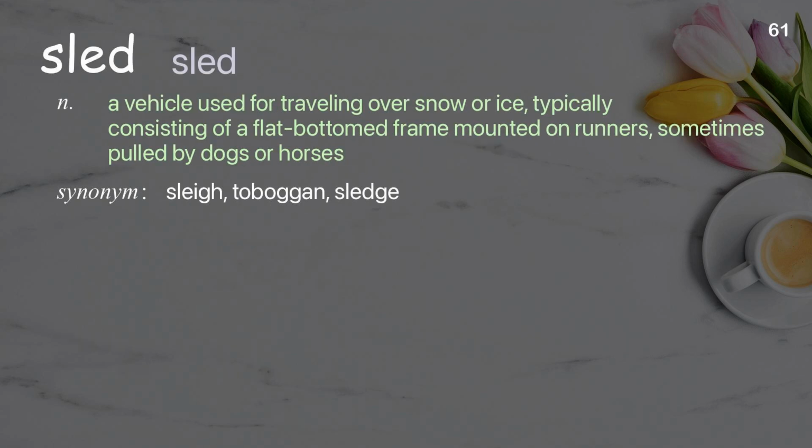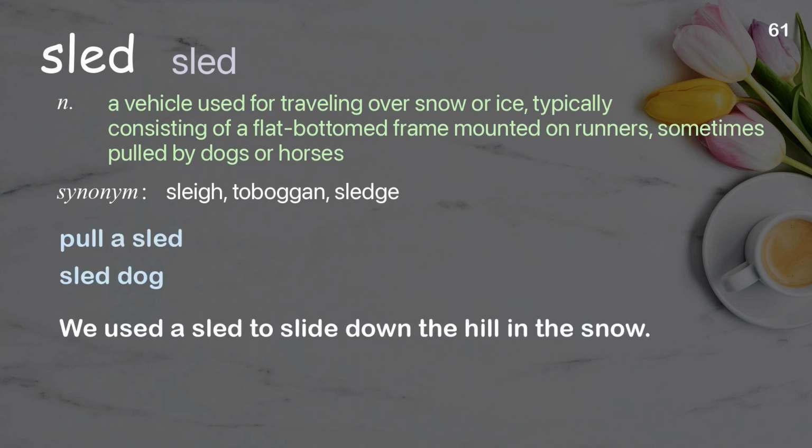Sled. A vehicle used for traveling over snow or ice, typically consisting of a flat-bottomed frame mounted on runners, sometimes pulled by dogs or horses. Examples: pull a sled, sled dog. We used a sled to slide down the hill in the snow.